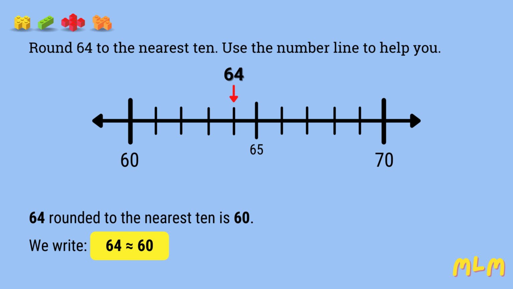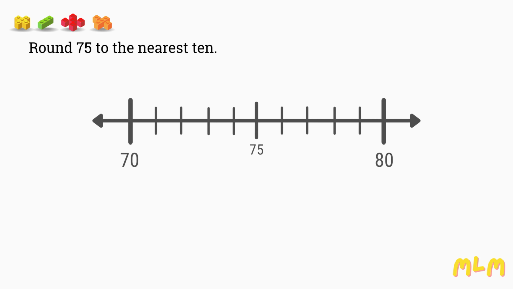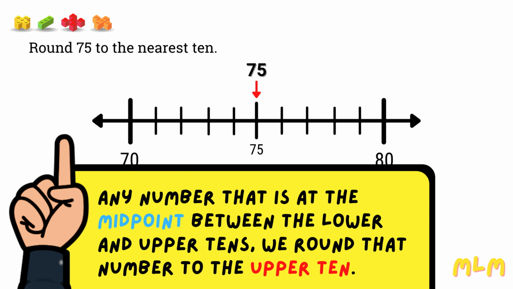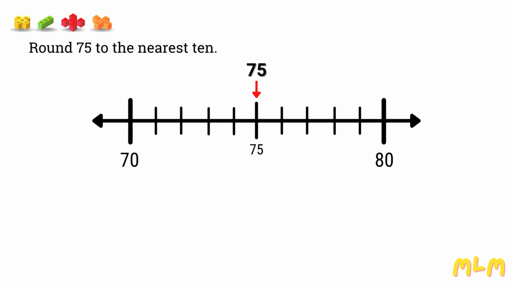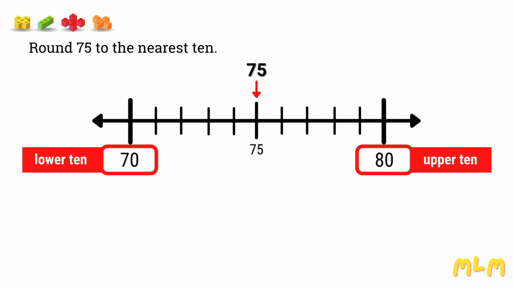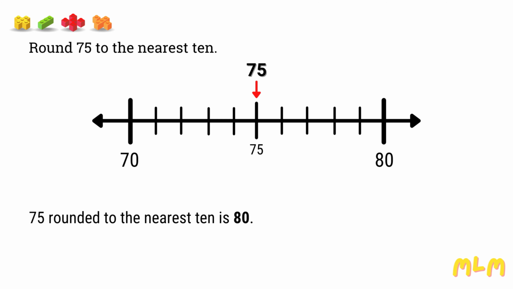Let's have another example. What happens when we round 75 to the nearest 10? Any number that is at the midpoint between the lower and upper tens, we round that number to the upper 10. 70 is the lower 10 and 80 is the upper 10. So, 75 rounded to the nearest 10 is 80. 75 is approximately equal to 80.